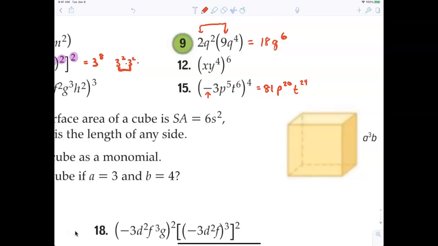So if it was 5 negatives, it would be negative. That's correct. 5 negatives is negative. An odd amount of negatives is negative, evens positive.